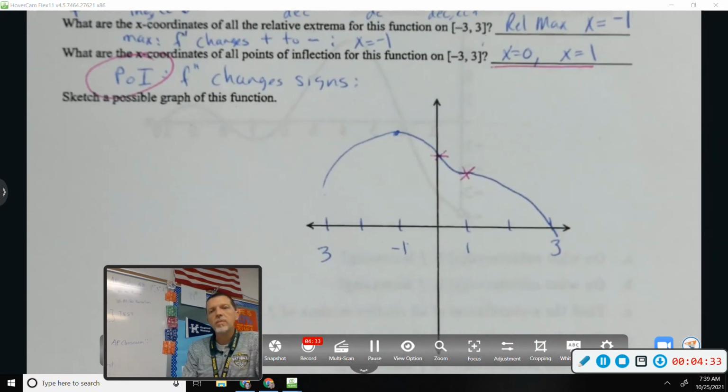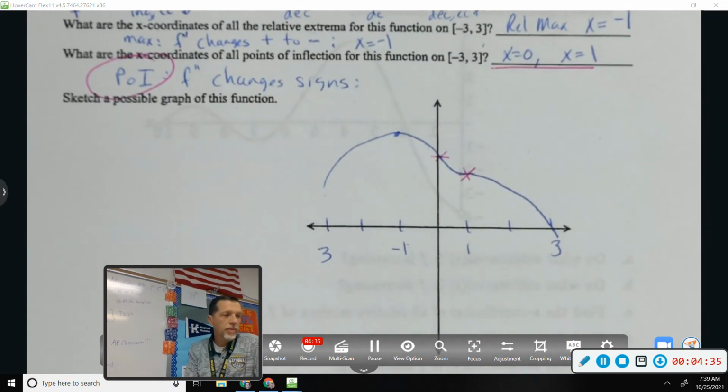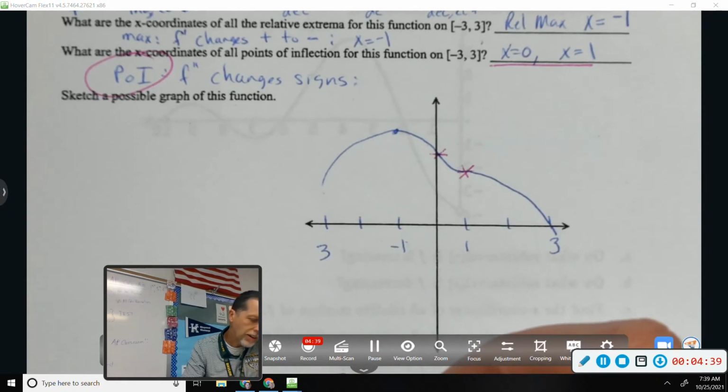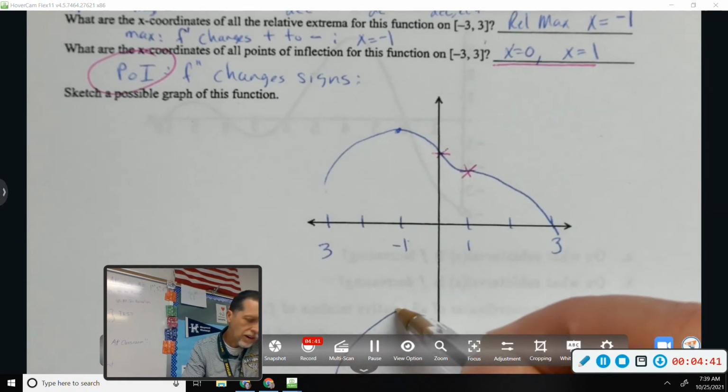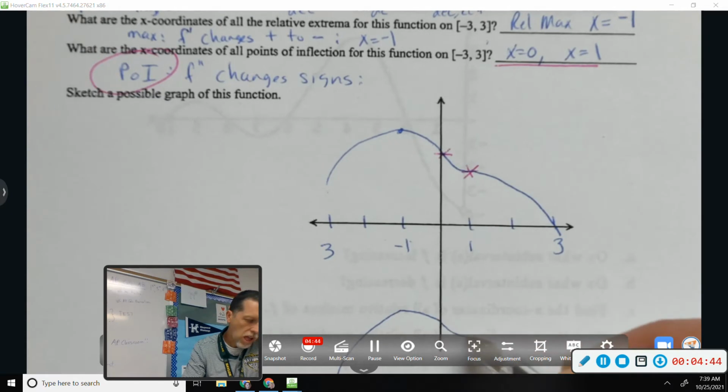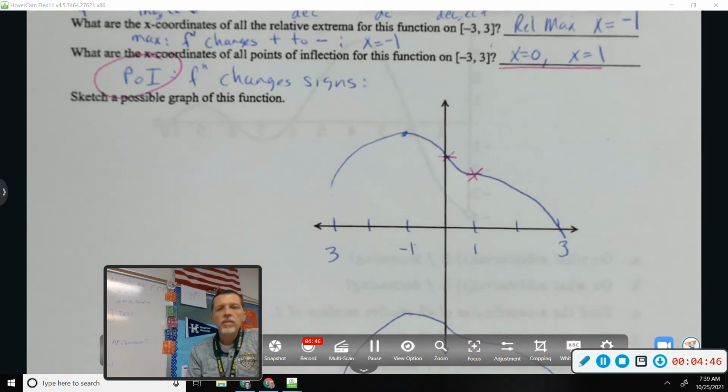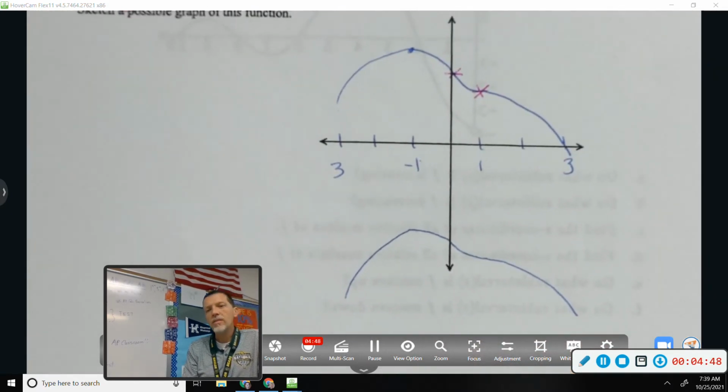So something like that. Now it doesn't have to be there. You could have drawn the same picture way down here, because we didn't have any y values to attach it to.